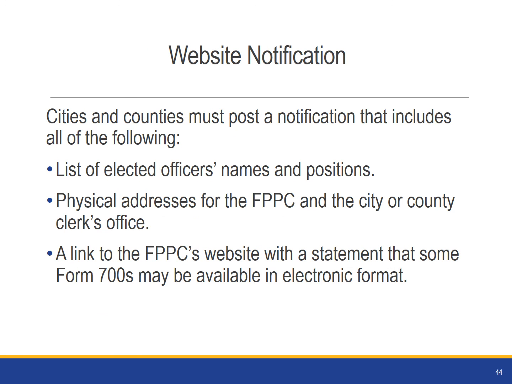All cities and counties must post a notification on their website that includes a list of the elected officers identified in Section 87-200 who file a Form 700 with their agency. It must also include a statement that copies of the Form 700 filed by these elected officers are available at the FPPC and the city or county clerk's office. Physical addresses for both the FPPC and the city or county clerk's office must be included. The post must also include a link to the FPPC's website with a statement that Form 700s for some elected officers are available on the FPPC's website.